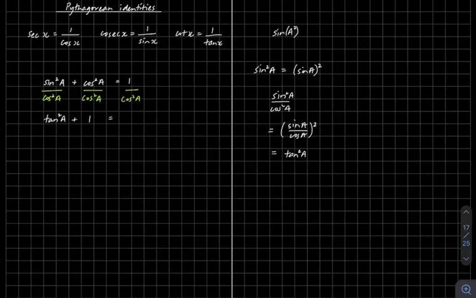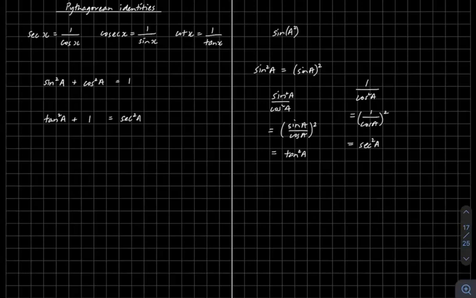And over on the right hand side, 1 divided by cos squared A, I could write as, since 1 is equal to 1 squared, and 1 over cos A is sec A, so it's going to be the square of sec A. Right, so from that initial identity, if I divide everything by cos squared A, I get a second identity.